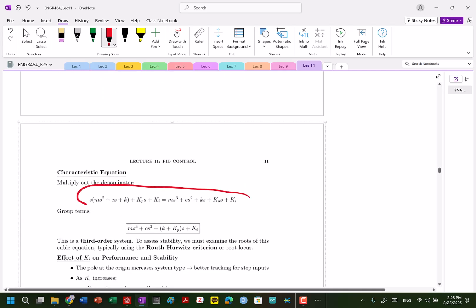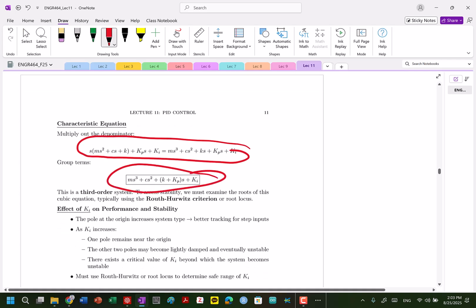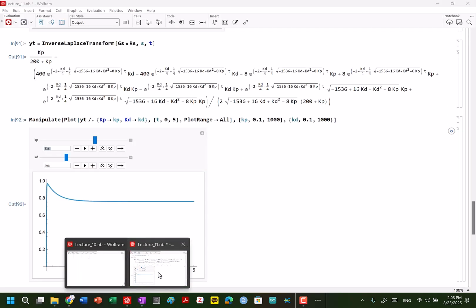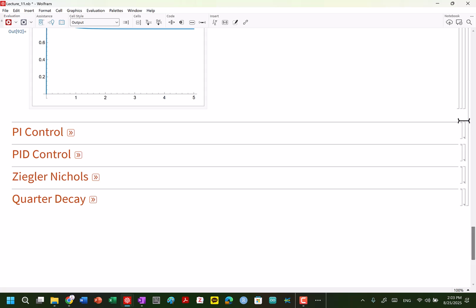And we get this kind of messy term in that denominator. We expand it out and we've got this. So this is a third order system. Well, we need to see what conditions of Kp and Ki are going to make it stable. So let's go ahead and look at this PI system.